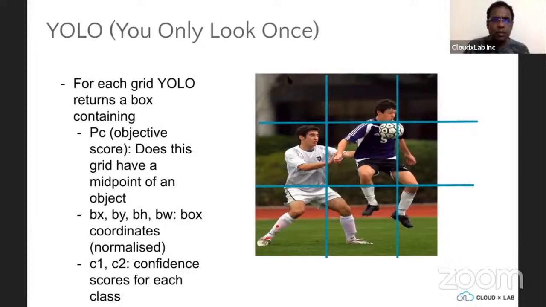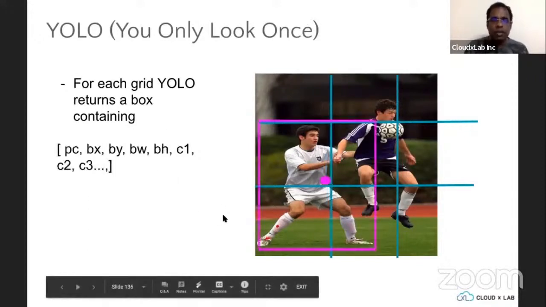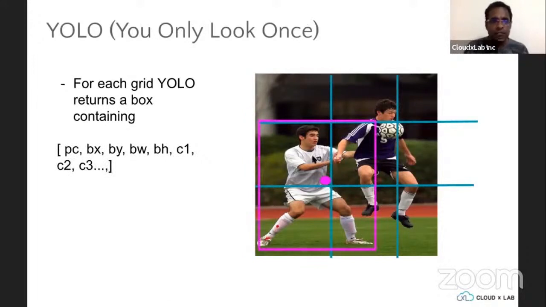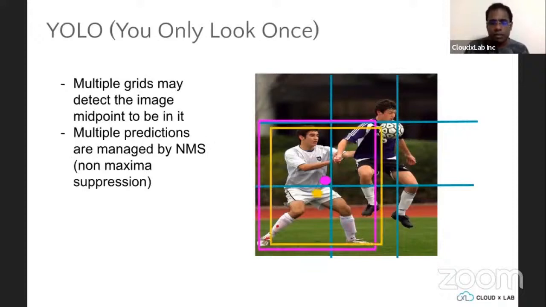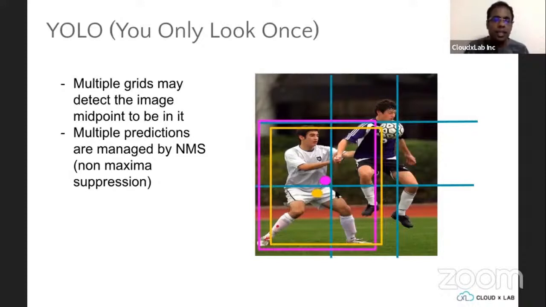For each box, YOLO gives you an objectness score, like, does this grid have the midpoint of an object? It gives a bounding box and a confidence for those bounding boxes. For this person, it would say the midpoint is over here, this would be the bounding box, and it would have a certain confidence score. But this person is so close that there would be another prediction saying there's a certain probability that this person's midpoint is in this grid.